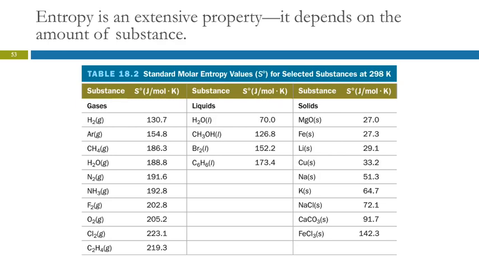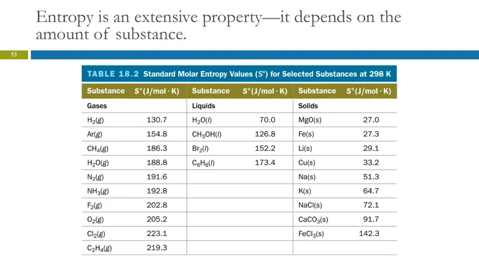Entropy, like enthalpy, is an extensive property. It depends on the amount of substance. And so you can't say that the water has this much entropy without specifying how much water you are talking about. It's not like density. Density doesn't change with the amount of substance. That's an intensive property. The mass of a substance will change if you double the amount. If you double the amount, the entropy is going to change. So it depends on the amount of substance.